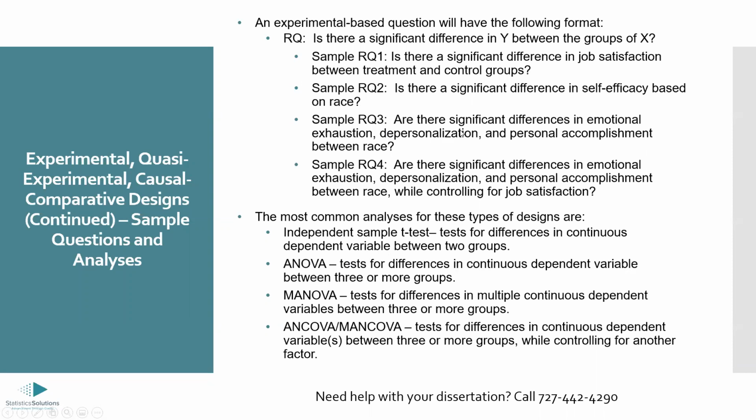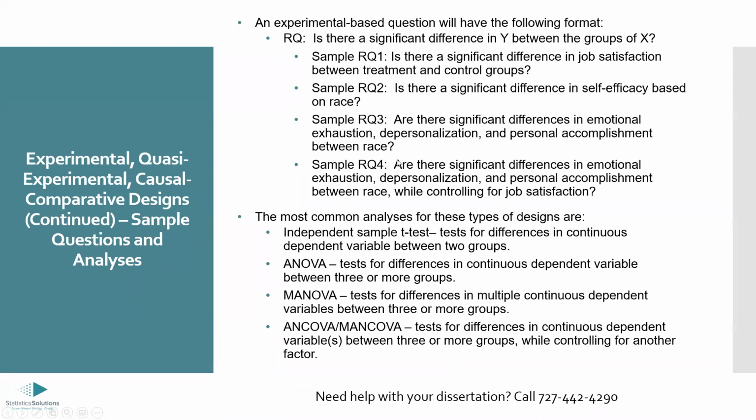Once you add multiple dependent variables, so you want to look at multiple factors simultaneously, by race, in this example, we have emotional exhaustion, depersonalization, personal accomplishment. That's when you run a MANOVA, which is a multivariate analysis of variance. So the multivariate means that you have multiple dependent variables. So again, we have 3 dependent variables for this example, and we have 1 independent variable that has at least 3 groups. That's when you run a MANOVA.